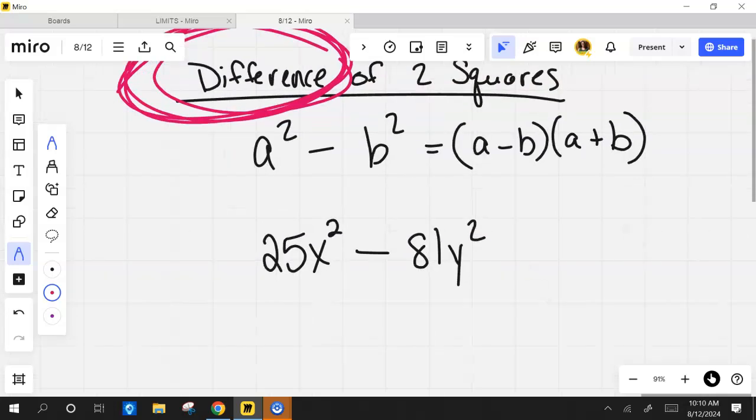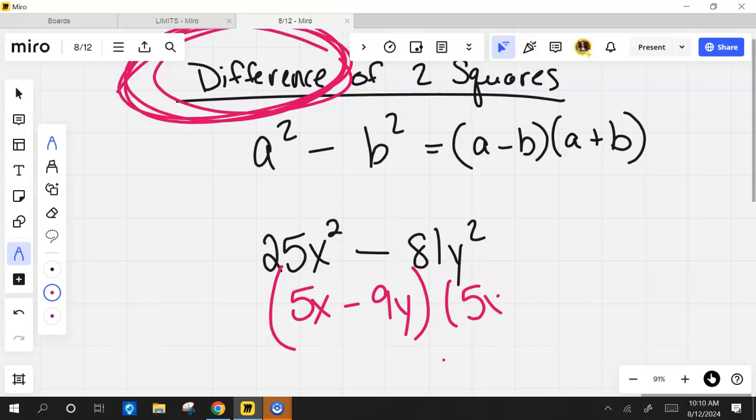Okay? All right, so what do we say? We take the square root of this one, which is minus 9y, and then we do the same thing but with a plus. That's it. That's the answer.